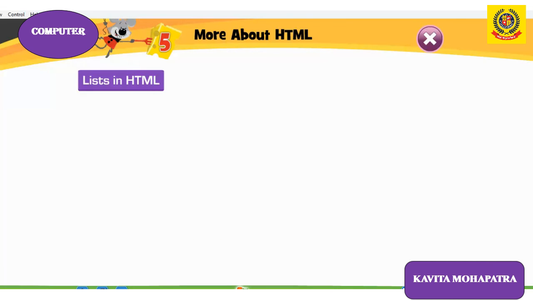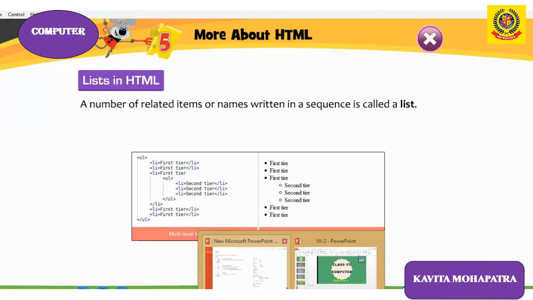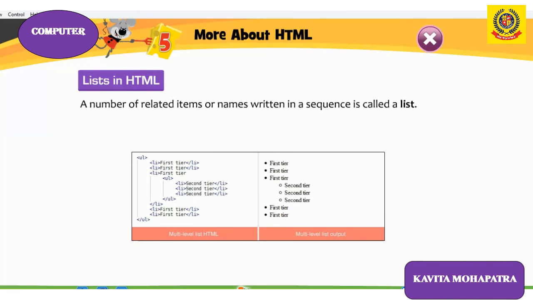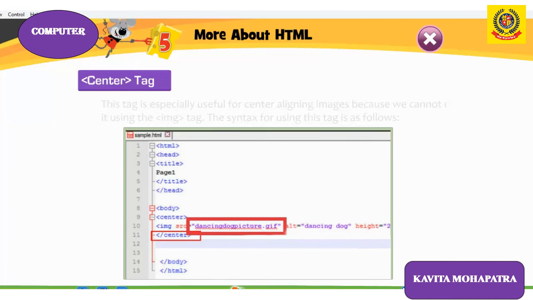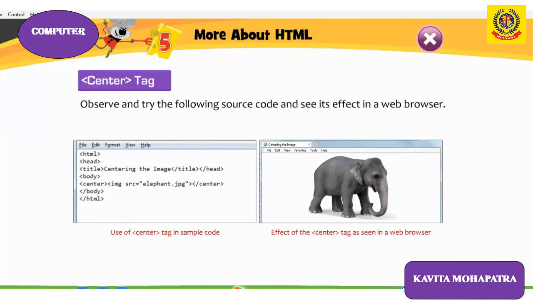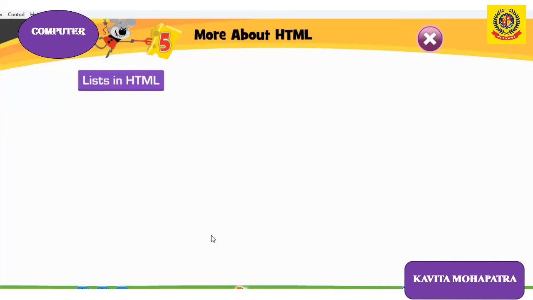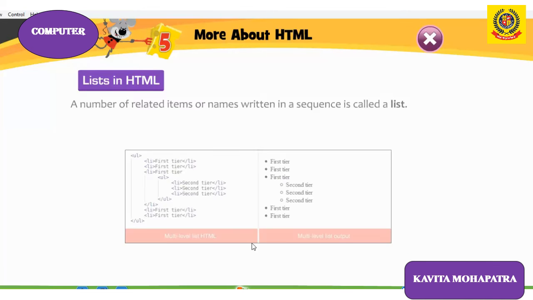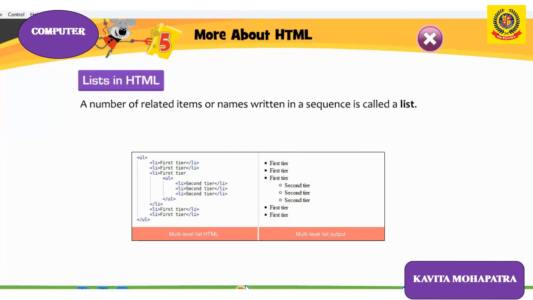Now the HTML coding using the center tag is given on page number 78. So children, you have to do that one. It is given on page number 78. There you have to give the center tag. You have to write html, then head, then title, centering the image, title, then head close, then body, then center, img src equal to elephant.jpg, and /center. Use of the center tag. This is the coding and this one is the diagram.